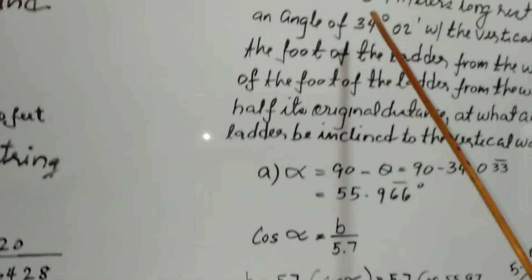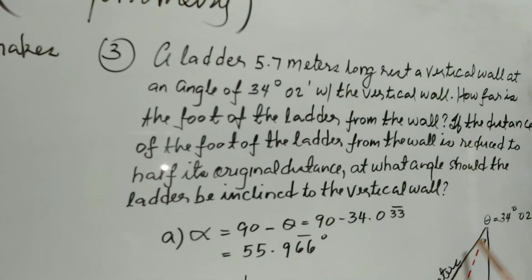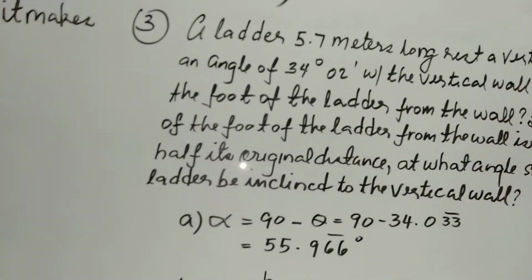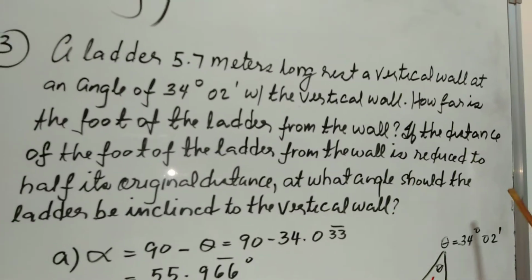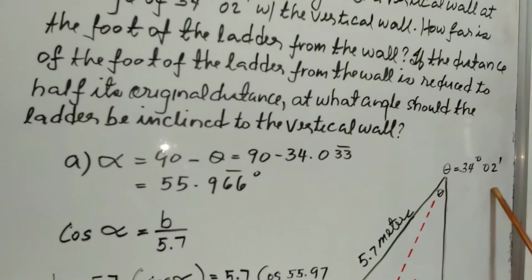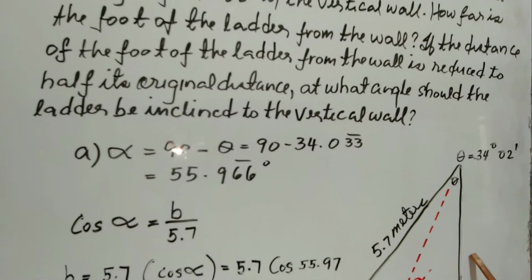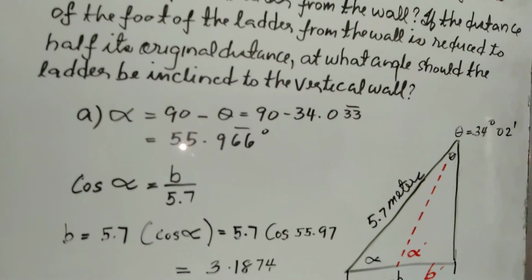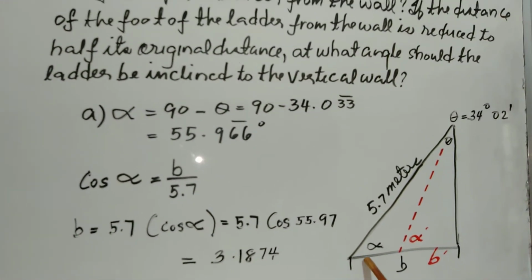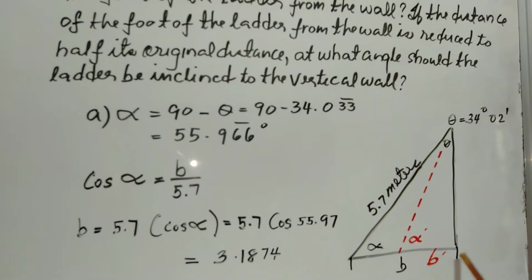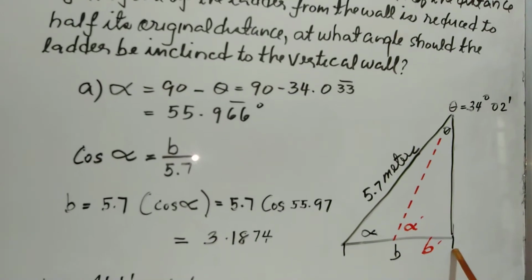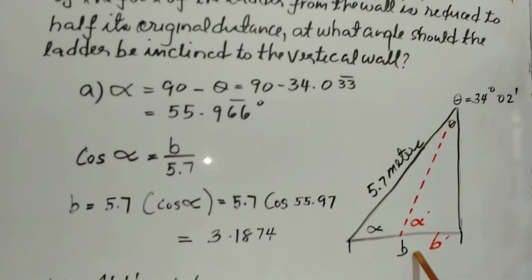A 5.7 meter long ladder rests on a vertical wall at an angle of 34 degrees and 2 minutes with the vertical wall. How far is the foot of the ladder, this B here, from the wall? So we're asked to find B.